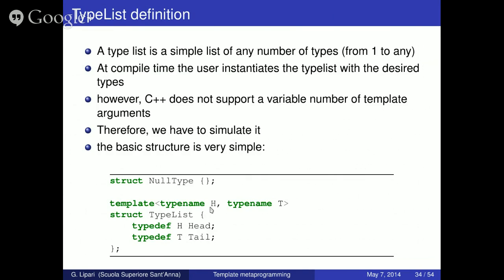It is a template with two parameters. The first one is the head of the list. The second one is the tail of the list. The head of the list is going to be another type, and the tail is going to be either NullType or another list. So we recursively define a list of types in this very simple way. Of course, we cannot do very much with this list of types right now. So we are going to define metafunctions, that means things that act at compilation time, for manipulating the list of types.